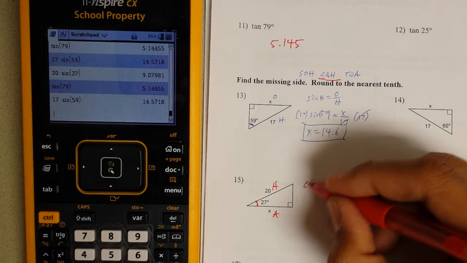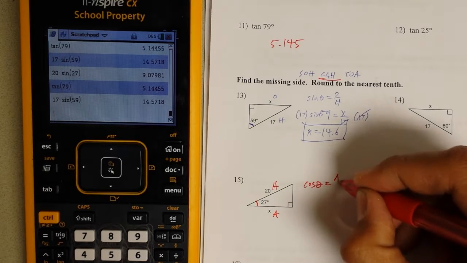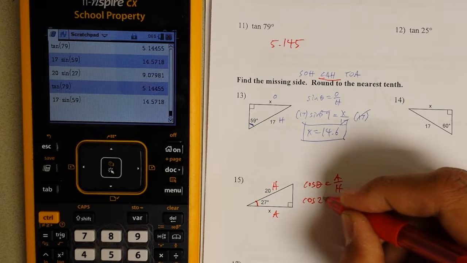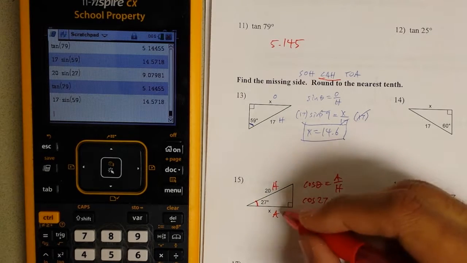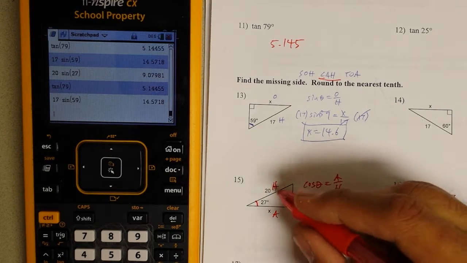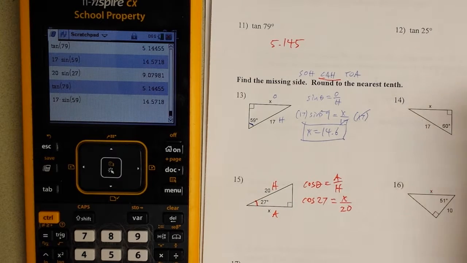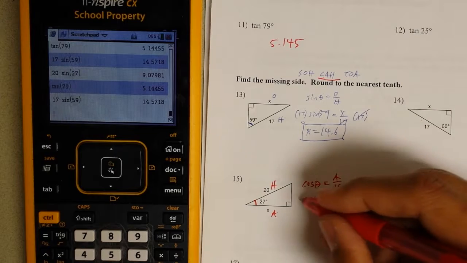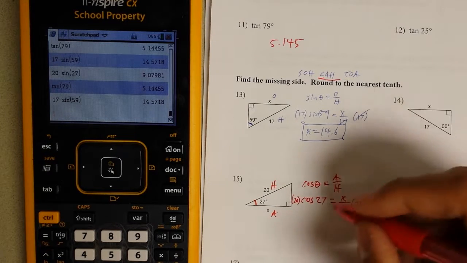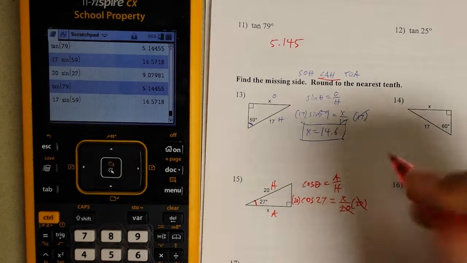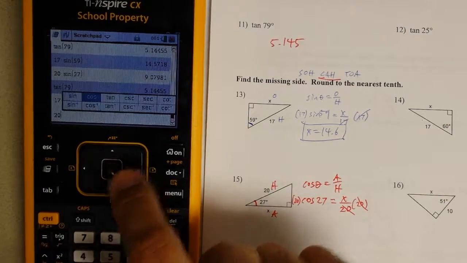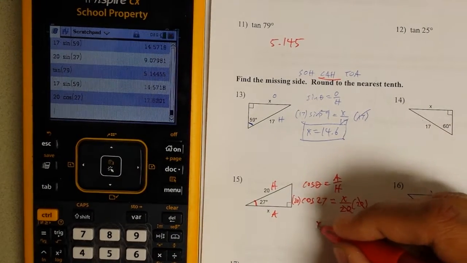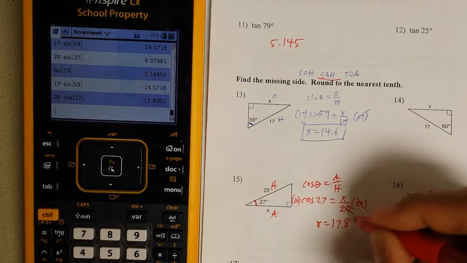This one you have your theta here, your adjacent is here, your hypotenuse is here, so that's CAH. Cosine theta equals adjacent over hypotenuse. So your cosine of 27 is your theta, your adjacent is x, and your hypotenuse is 20. Again, to get x by itself, you divide both sides by 20 because that's the denominator. That reduces, then you do 20 cosine 27. So x is equal to 17.8. That's better.